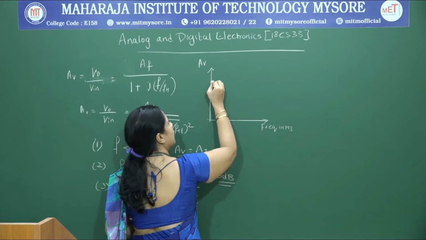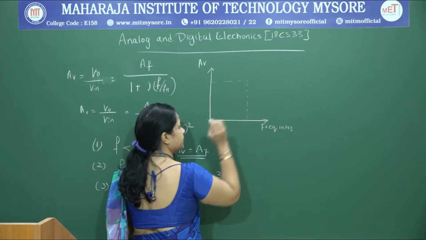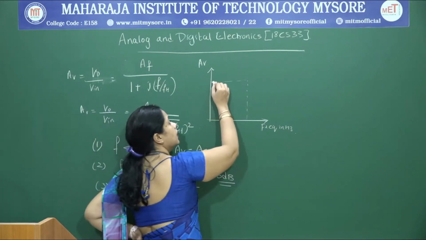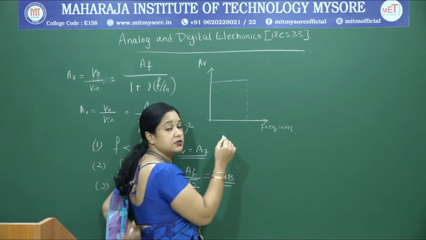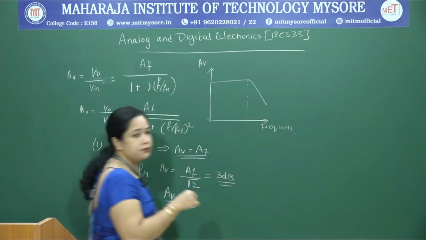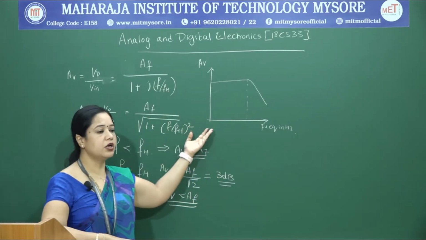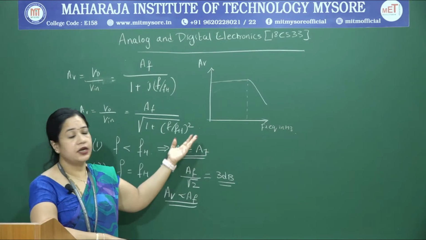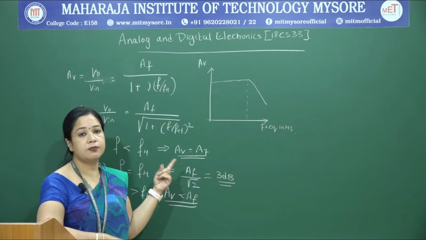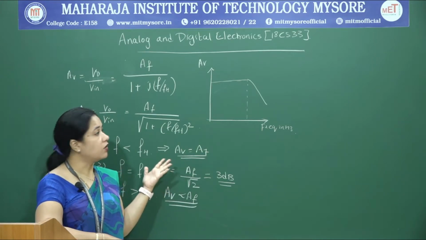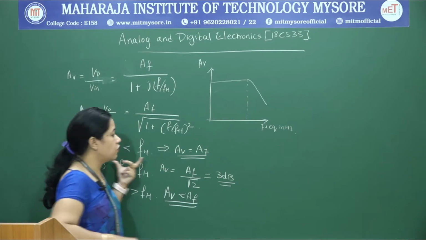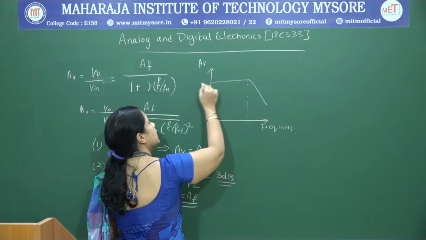So if I just take an ideal filter response, something like this, but a practical filter does not instantaneously become 0 at the cutoff frequency, but rolls down at some rate. Based on the roll down, if it is 20 decibel per decade, we call such filters first order filters, and if it is 40 decibel per decade, we call such filters second order filters. Now if you can see, for all frequencies below FH, the gain is what?